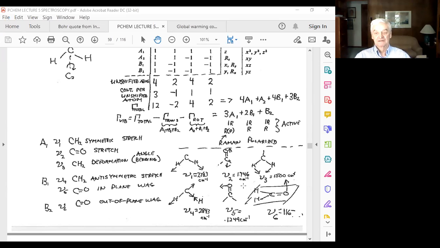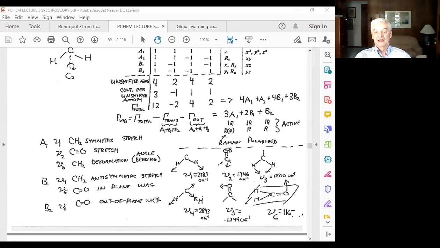And as I mentioned last time, I believe, the carbon-oxygen double bond stretch in ketones or aldehydes is typically around 1700, 1750 wave numbers. Here it's at 1746. The third vibration that's highly symmetric is this angle bending. And you'll see this again looks very much like the angle bending in water. For formaldehyde, this occurs at 1500 wave numbers.